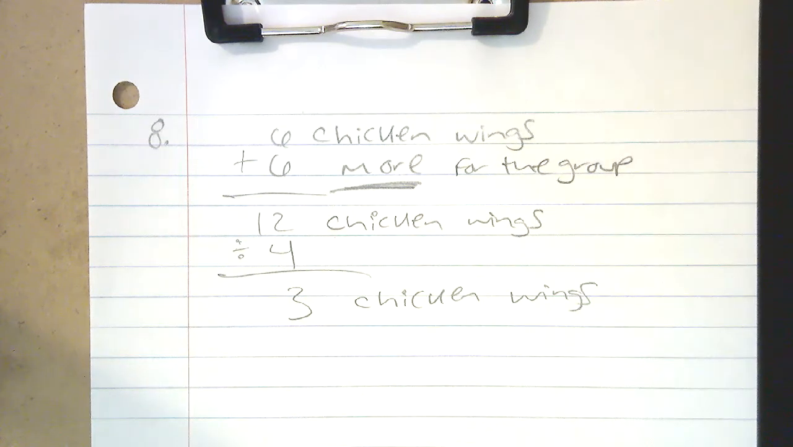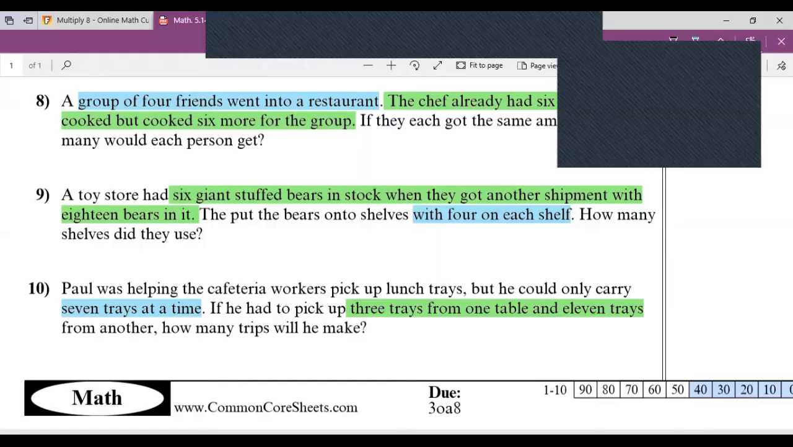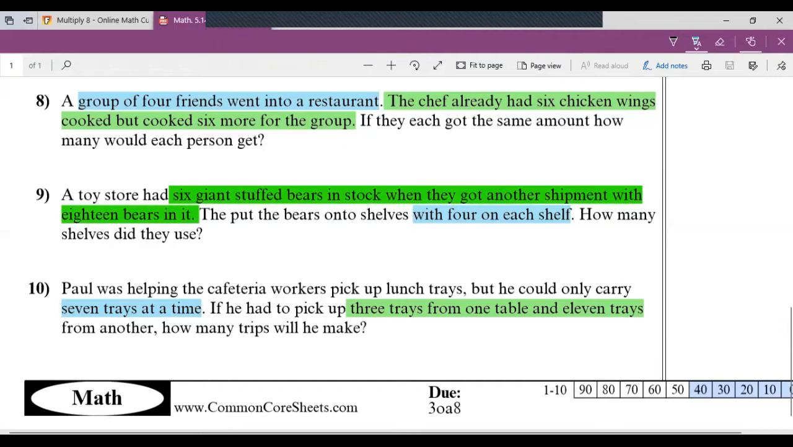All right, moving on to number 9. A toy store had 6 giant stuffed bears in stock when they got another shipment with 18 bears in it. They put the bears onto shelves with 4 on each shelf. How many shelves did they use?